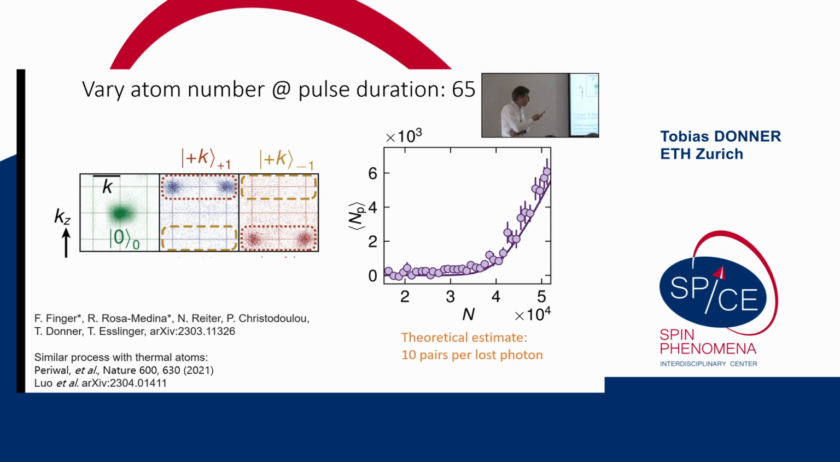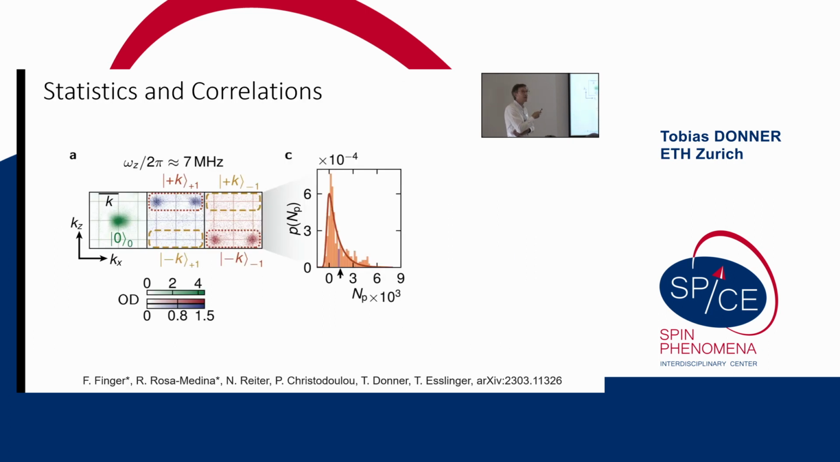Next thing we could look at was the statistics of these pairs. And so we counted how many pairs we are creating in one of those experiments and repeated the experiment many times, over 200 times. And then we plotted the histogram of the number of pairs. And you see that it follows this Bose-Einstein distribution. So sometimes we get few pairs, sometimes we get many pairs. And this is typical if you have quantum fluctuations which seed this kind of pair production.